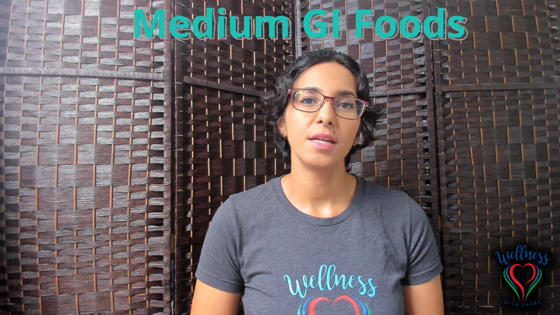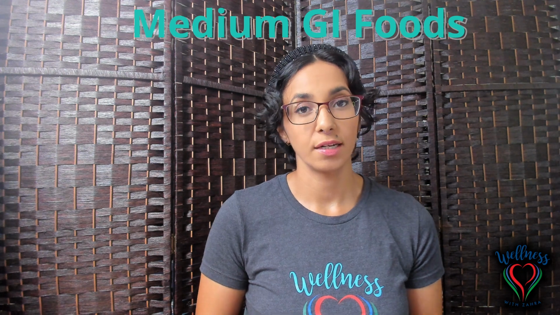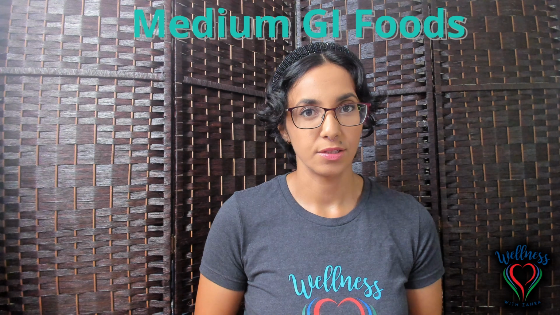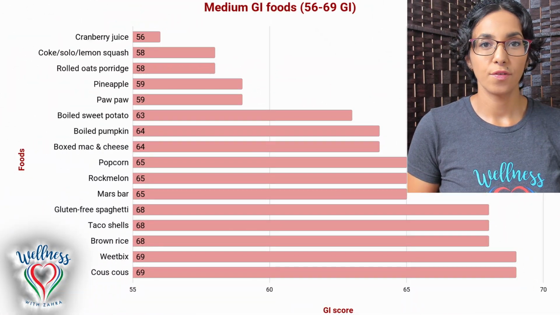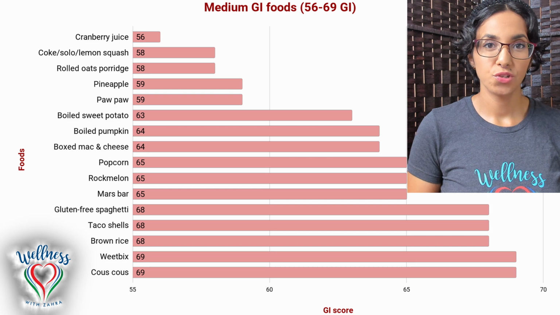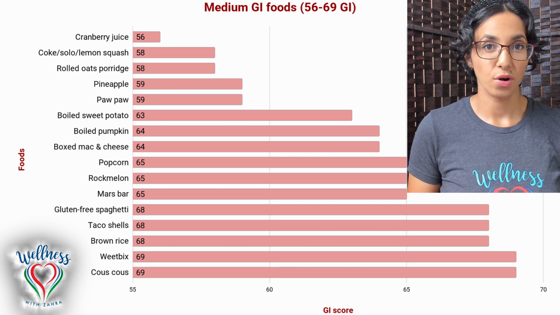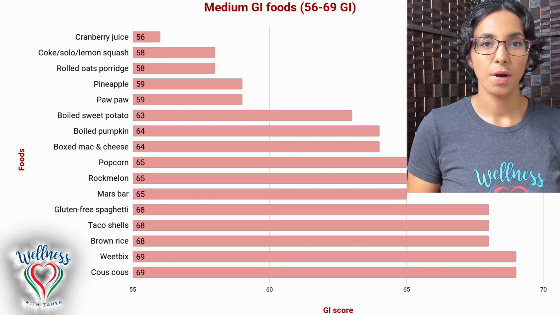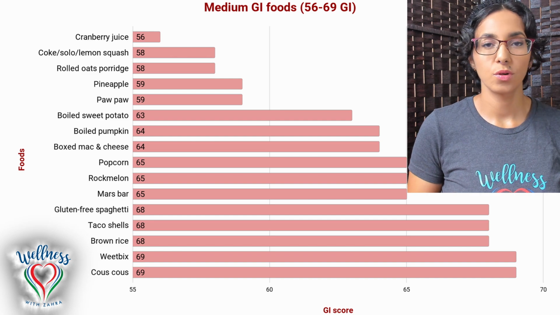Now, coming to medium GI foods. These foods are not necessarily essential to include in the diet in high amounts, but their intake should be moderated to an extent. Some examples of medium GI foods include boiled brown rice, boiled sweet potato, boiled pumpkin, pineapple, pawpaw, rock melon, cranberry juice, taco shells, couscous, Weet-Bix, rolled oats porridge, boxed mac and cheese, gluten-free spaghetti, Mars bar, and Coke or Solo or lemon squash.